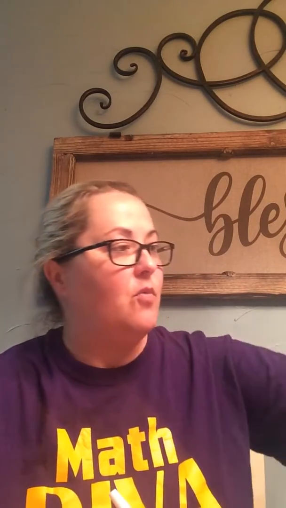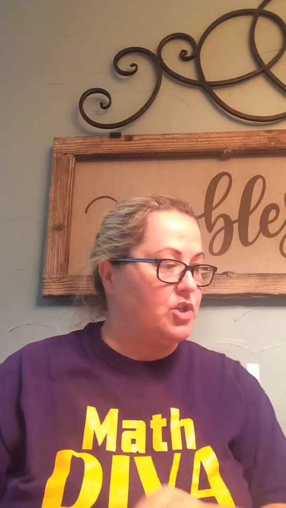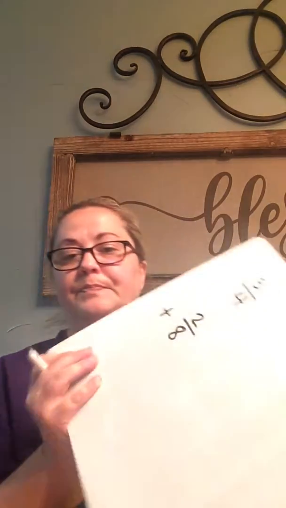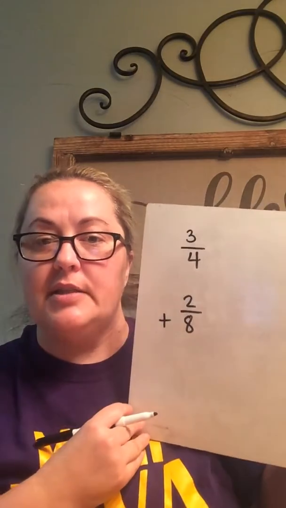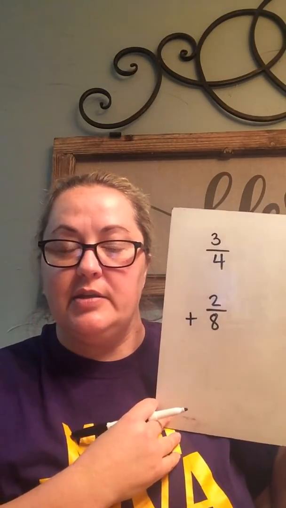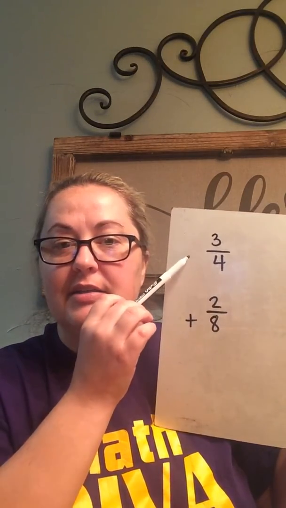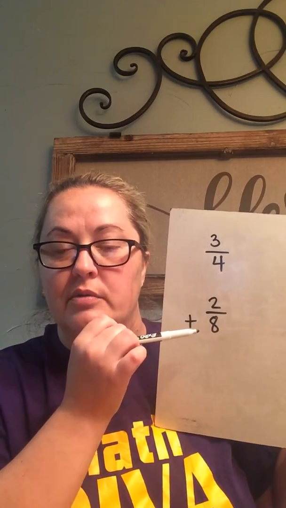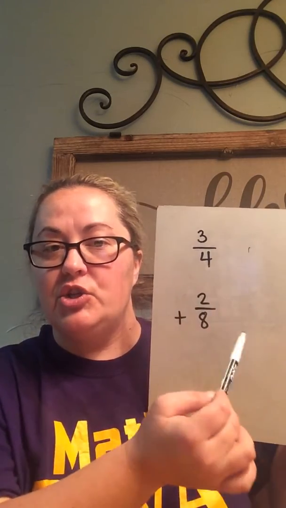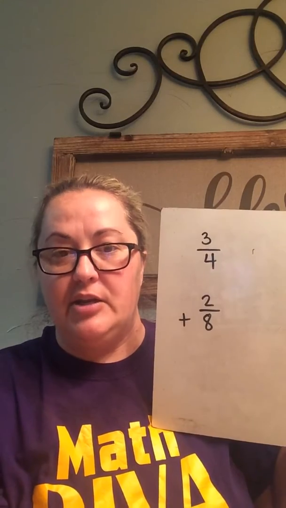Let's see, let me find one. Number 7 on the back. Let's do it, just to make sure. All right. So it's 3/4 and 2/8. And this is an addition problem. All right. So when we're looking at this, we need to find numbers that we can change to and have our denominators the same.